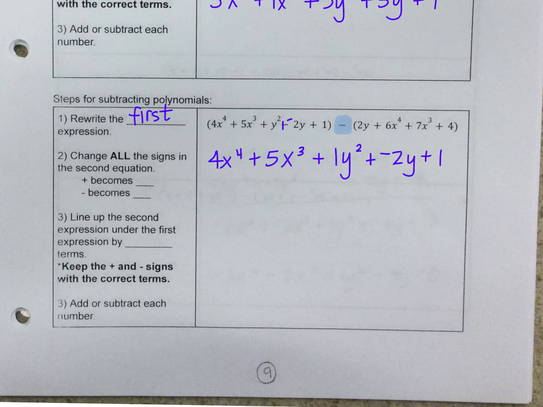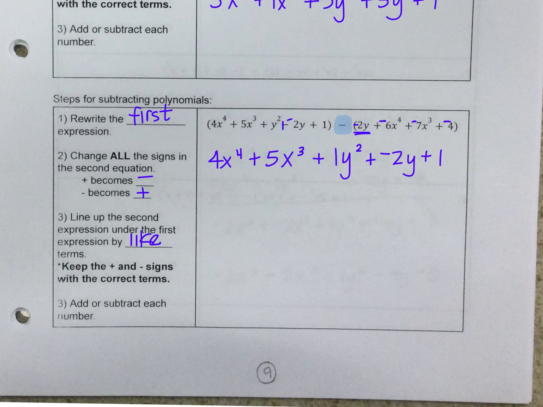Step 2, change all the signs in the second equation. The positives become negative, the negatives become positive. So this 2 is positive, so I'm going to make him a negative. Plus 6, I'm going to make it plus negative 6, plus negative 7, and negative 4. Now I line up the second expression under the first expression by their like terms. And then we're just going to add or subtract.